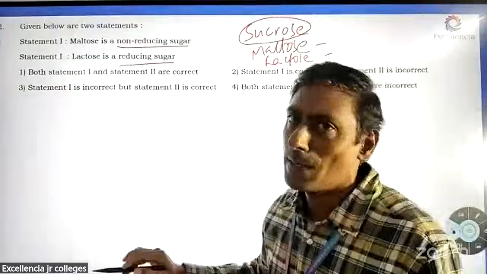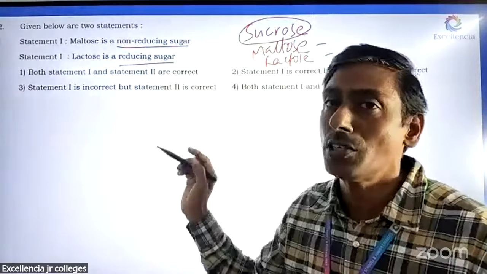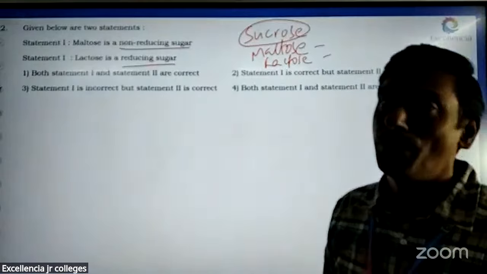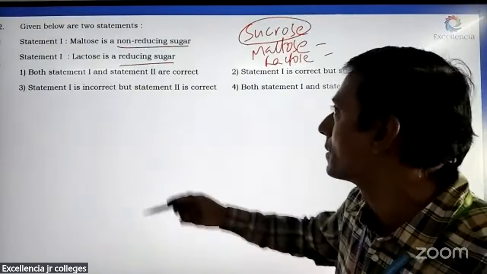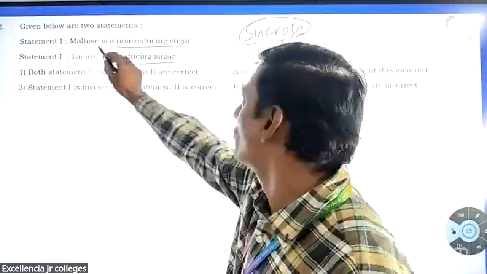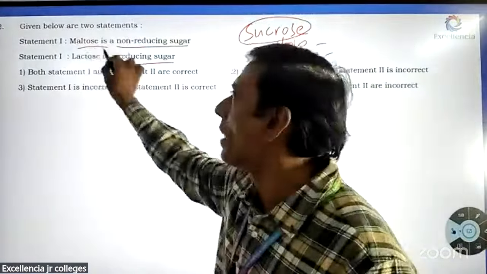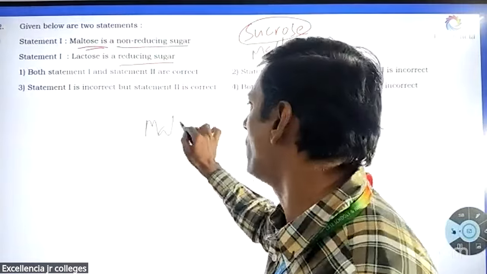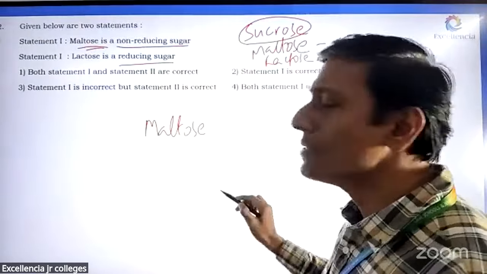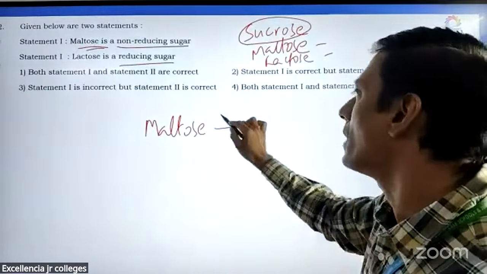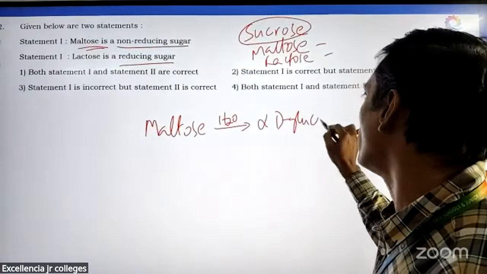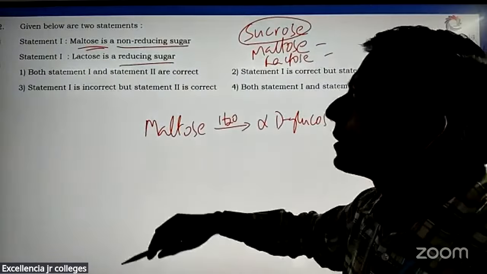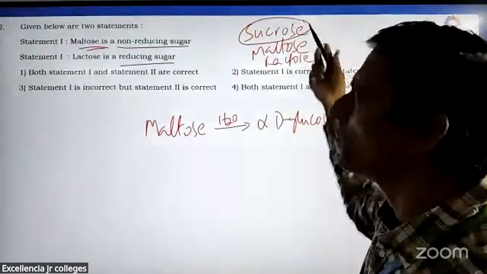Here, the structure is not necessary. When they give the structure, we'll look for the hemiacetal, and whichever has that hemiacetal type of structure becomes a reducing sugar. So, direct, no need to go for the structure, as we know maltose. What is maltose? Maltose on hydrolysis gives 2 moles of alpha D glucose. So therefore it becomes a reducing sugar, or we can remember it like that.